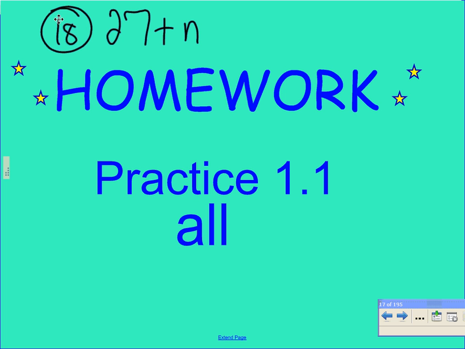I have one more question for you. Quotient. What's another word for quotient? Alyssa? Awesome. Answer to a division problem. What's another word for product? Adam? Good. Answer to a multiplication problem. Okay, you guys are too smart for this homework. So this homework should be easy.